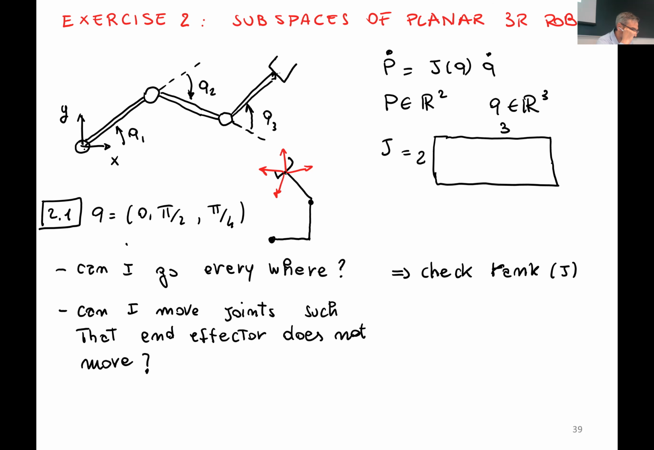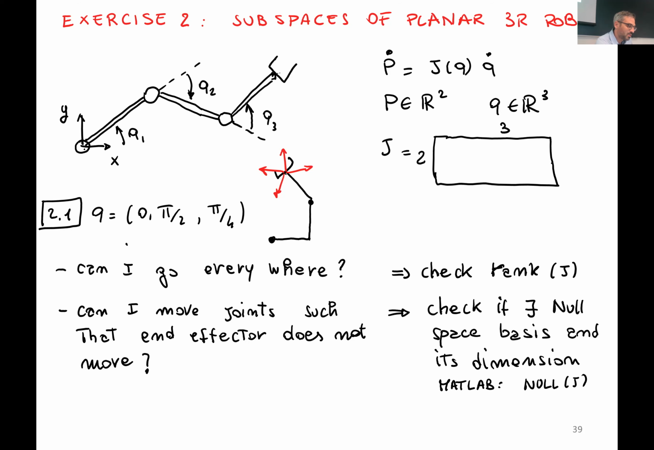The other question to answer is, can I move the joint such that the end effector doesn't move? And to reply to this one, instead, we need to check if there exists a null space. In MATLAB, we compute a null space basis and check its dimension if it is bigger than 0. And a basis, remember, is a minimum number of linearly independent elements of a vector space that can generate all the other vectors of the vector space. So having a basis, we in essence are able to represent all the vector space.